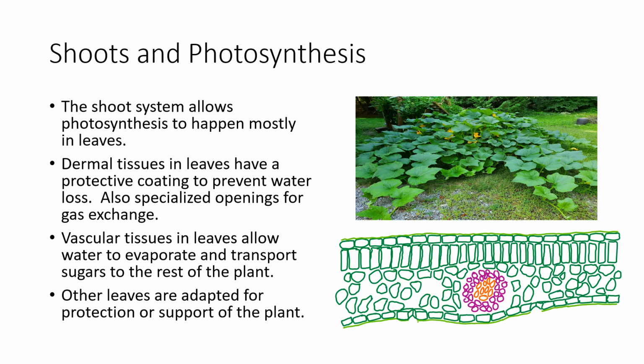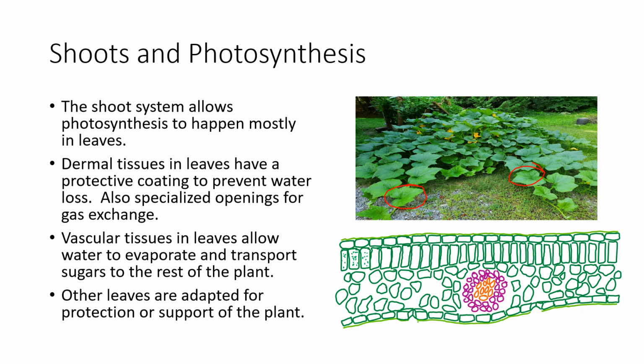So now we're going to get to the part of the plant that does the photosynthesis, basically any part that's green, which of course is dominated by the leaves. So the leaves are where you're going to have all those cells with chloroplasts in them that are capturing the sun and turning that energy into sugars.